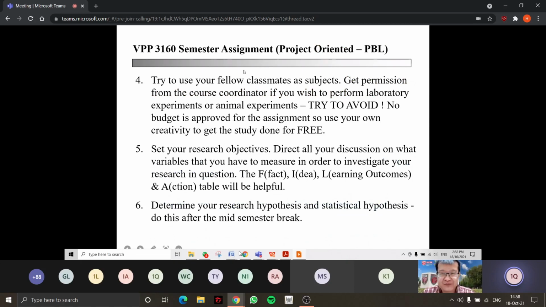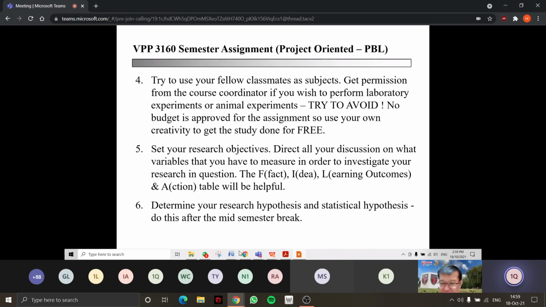Number 4, try to use your fellow classmates as subjects. Get permission from the other course coordinator if you want to perform laboratory experiments or animal experiments. I don't recommend you do laboratory or animal experiments. Avoid those, okay, because there is no allocation available, and to do trials on animals and on humans, you need special permission. We don't have time for permission. Okay, if you do a survey, you need human ethics. Human ethics may take 2 months to get through. The same with animal ethics as well. So try not to. Okay, try not to.